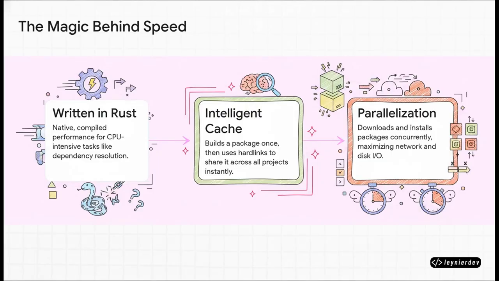Well, first, being written in Rust gives it raw native performance. Second, and this is the real game changer, is its intelligent global cache. UV will build a package once, just once. Then, for every other project on your machine that needs that same package, it creates an instant hard link. Think of it like a desktop shortcut that points directly to the original file. It uses zero extra space and takes zero time.